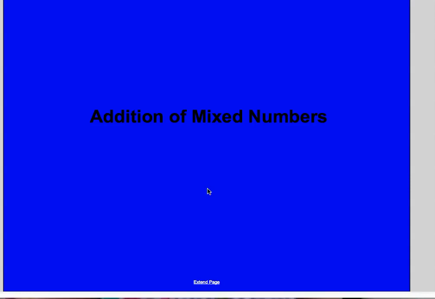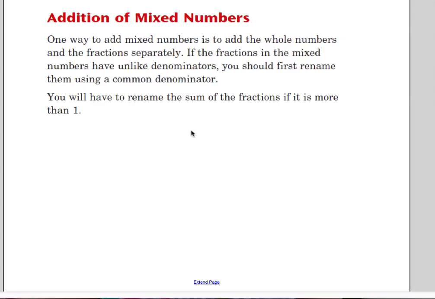Video 54 for Math Lesson 8.2, Addition of Mixed Numbers. Now, adding mixed numbers is pretty much exactly the same as adding fractions without mixed numbers. It's just that you have to remember that whole number part and make sure that you're adding that part in there. Let's take a look at what it says about addition of mixed numbers.